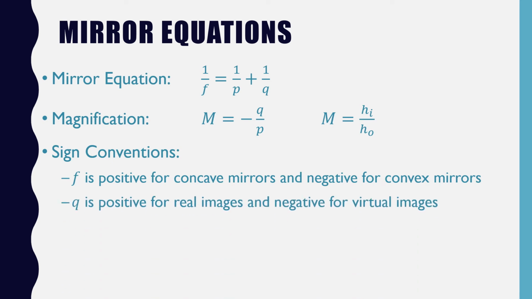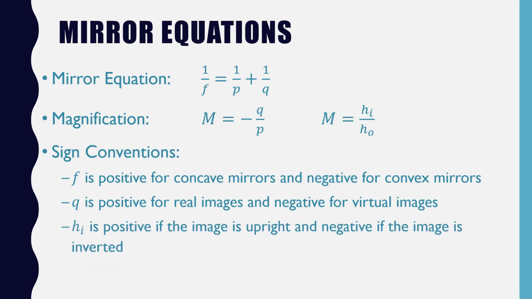Another sign convention is that the image distance, q, is positive for real images and negative for virtual images. Similar to focal length, this comes from the fact that a real image is on the same side of our mirror as our object, and a virtual image is on the opposite side of the mirror as our object. Lastly, the image height, hi, is positive if the image is upright and negative if the image is inverted.